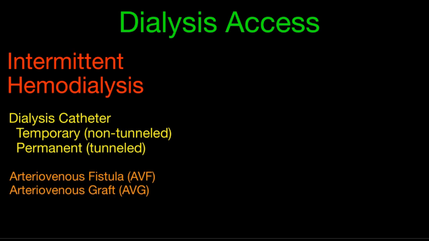Now we're going to talk about the main things that differentiate the different types of dialysis. Number one, we're going to talk about dialysis access. So first, intermittent hemodialysis. Remember, this is hemodialysis done every other day or so, 3 times a week. And so here are the main forms of access.